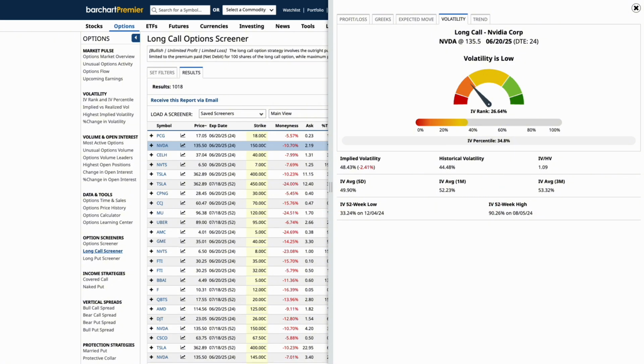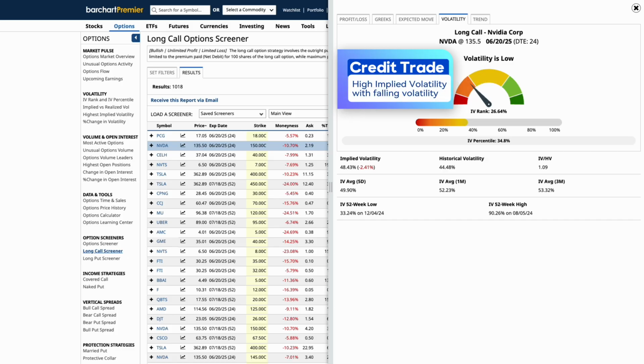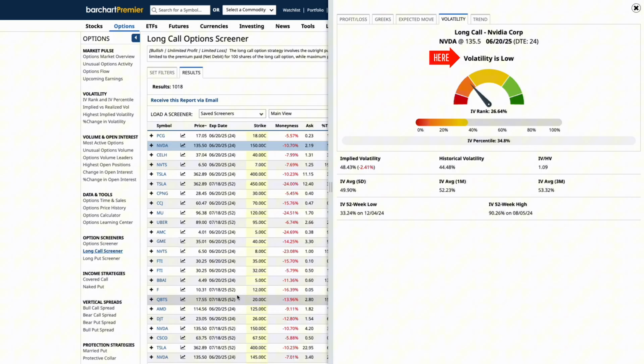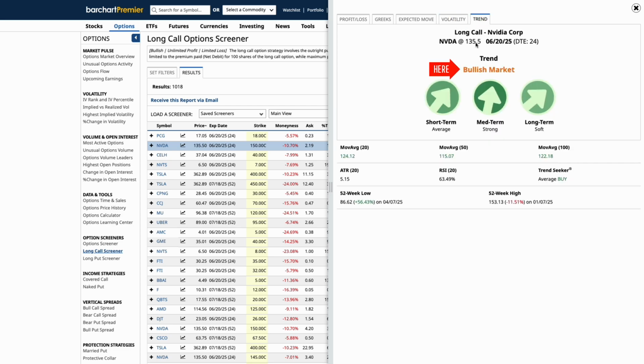Why this matters? Well, for credit trades like selling a put spread or iron condor, you want high IV with falling volatility. For debit trades like buying a call or call debit spread, you prefer low IV with rising volatility. This tab lets you time your entries with the volatility edge on your side. And last but not least, the trend tab. This is where we check market momentum, crucial for directional setups.